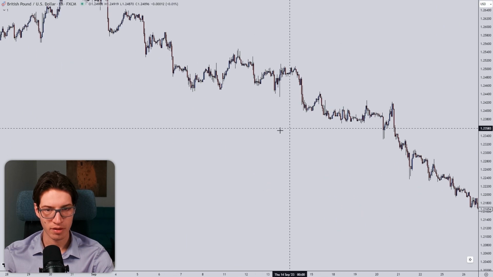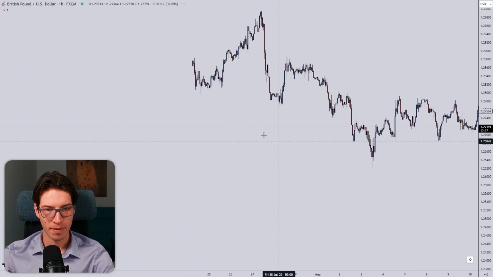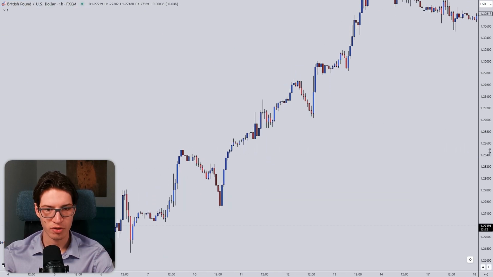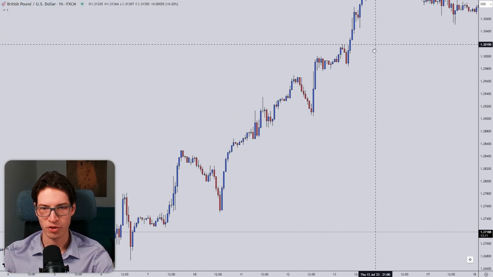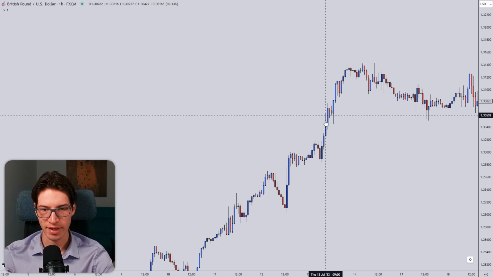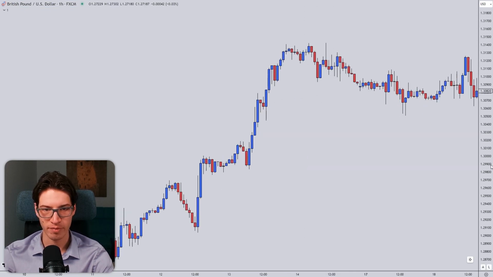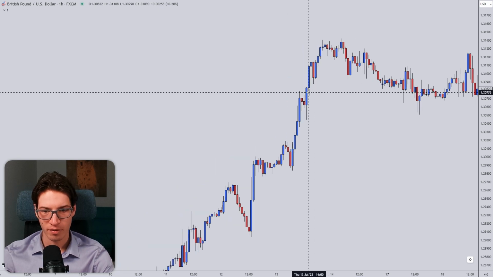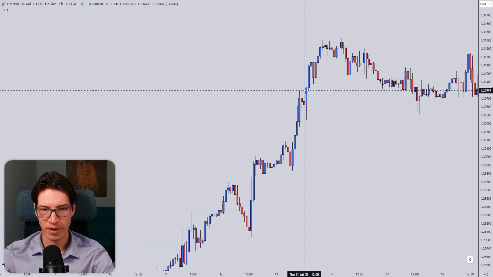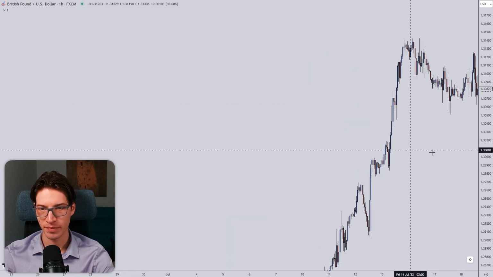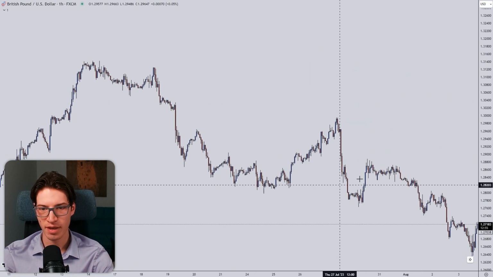If I can find, oh, this, okay, this is nice. So a strong push up or a strong push down, a strong leg. Look at this leg, very nice, very strong. At this point, I definitely had my order on, if I remember correctly. This was looking very nice, and that's what I want to see in the markets.